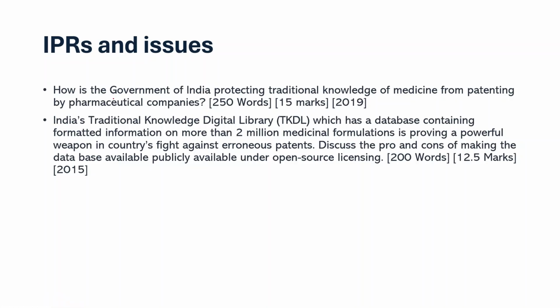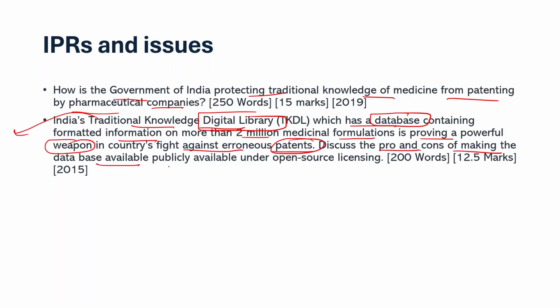Then let's come to the next one. How is the government of India protecting traditional knowledge of medicine from patenting by pharmaceutical companies? Right, this is a very similar question to the next one, which is India's traditional knowledge digital library has a database containing formatted information on more than 2 million medicinal formulations. Right, there's a traditional knowledge digital library. So all the Ayush medicines and all, they are the traditional knowledge of Indian medicine, right? So there's a database for all those things, and it is proving as a powerful weapon in the country's fight against erroneous patents. Discuss the pros and cons of making the database available publicly under the open source licensing.